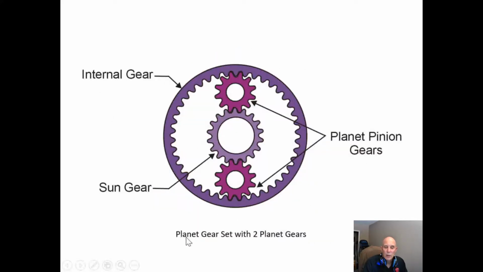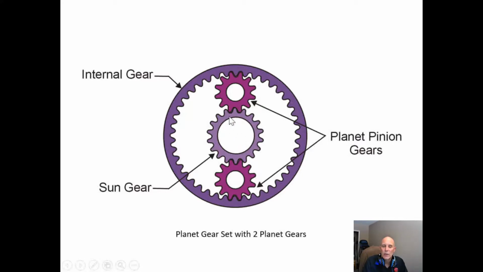So if we just take a look at a planetary gear set with 2 gears, we have our internal gear or our ring gear, and our sun gear or our pinion gear. Now, we don't usually do gear calculations. The formula is quite long. If you really want to know how to do it, I'll go through it, but it's not important. What's important is how these work together.